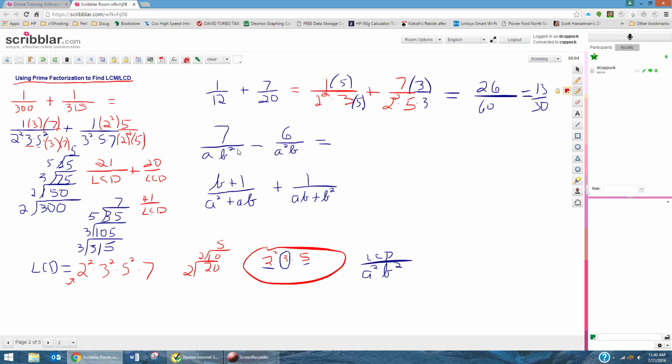I need to multiply top and bottom of this one by A. In other words, introduce an additional factor of A. And I need to introduce a B for this one. So I get 7A minus 6B all over A squared B squared.